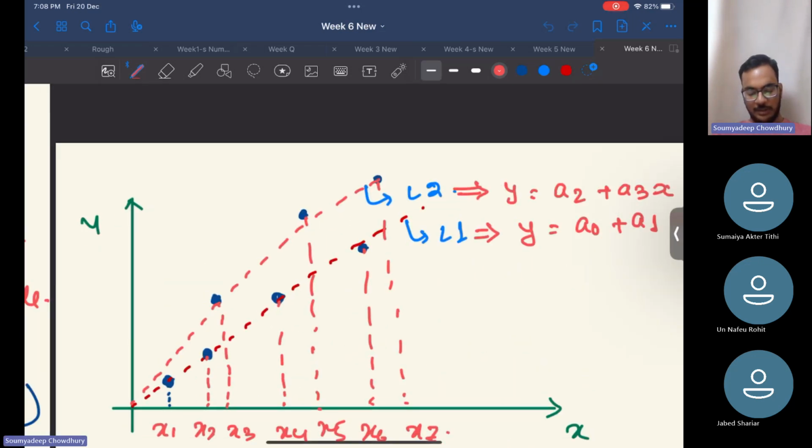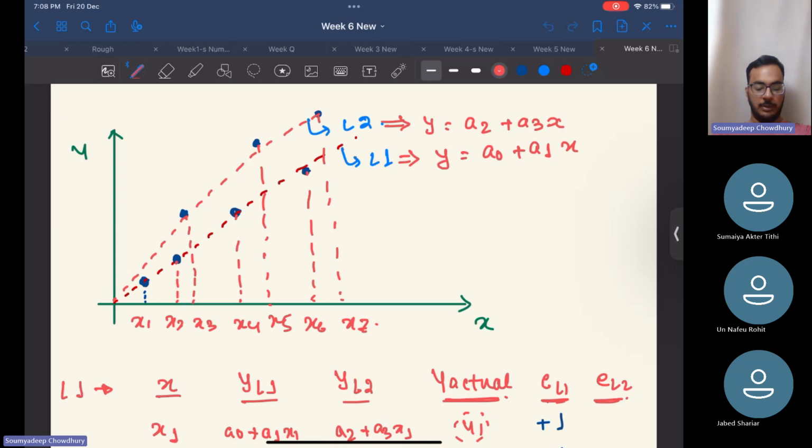To understand that, here I have drawn, say, these blue points as your data points, and two lines, L1 and L2. Suppose the equation of L2 is y equals a2 plus a3x, and the equation of line L1 is y equals a0 plus a1x. Now you try to find out at each value of x, from x1 to x7, what is the predicted value using that straight line, and what is the value which you have got from your experiment. Then you find the difference and tabulate all this.